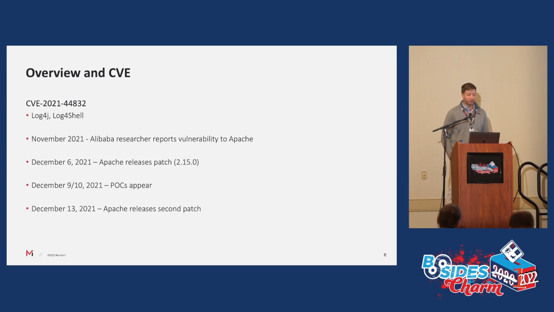Around December 6th, there's, I guess, the first patch per se. We start seeing proof of concept exploit code published on places like GitHub on December 9th and 10th. Then on December 13th, Apache puts out a second patch. As some of you probably know, it was a rough patch release for Apache, but it's a hard thing to correct this kind of problem, so I do give them some credit per se.